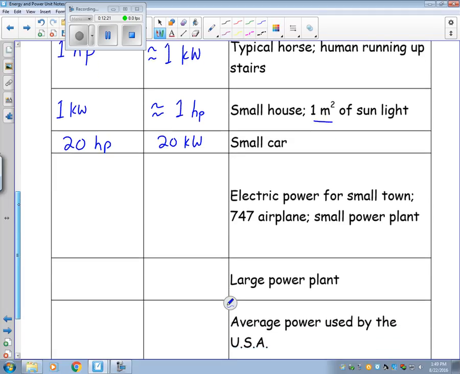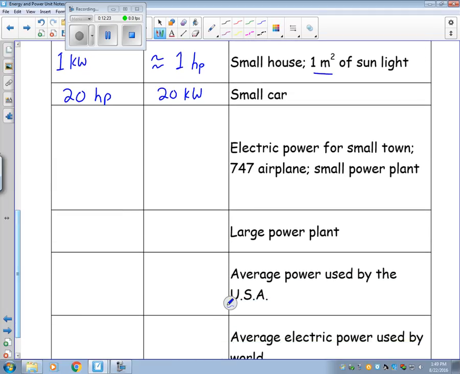Okay, if we take a look at the electricity for a small town, like Dresden, it takes about 1 megawatt. So that, again, is 1 million watts, or 1 million joules per second. That's also the same energy as a 747 plane or a very small power plant. 1 gigawatt.